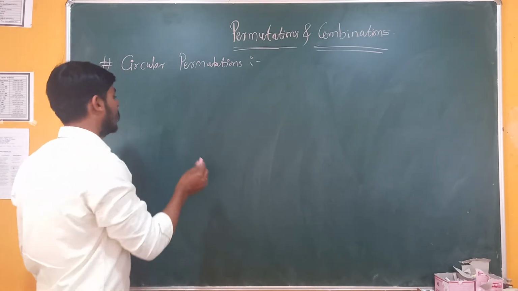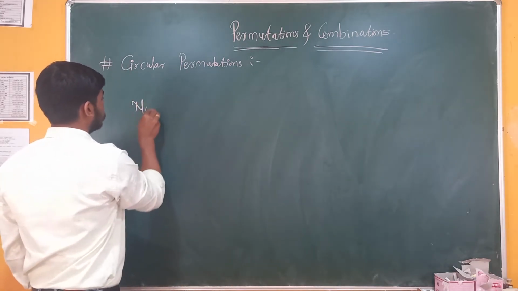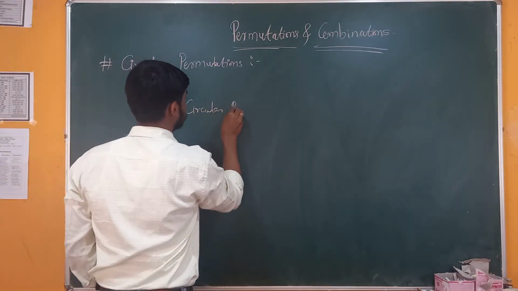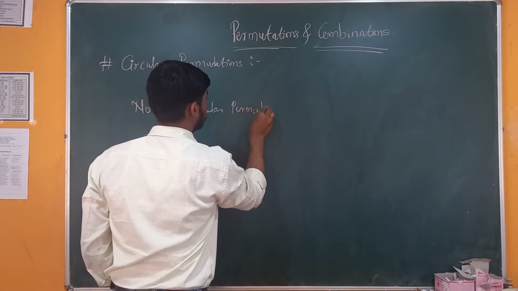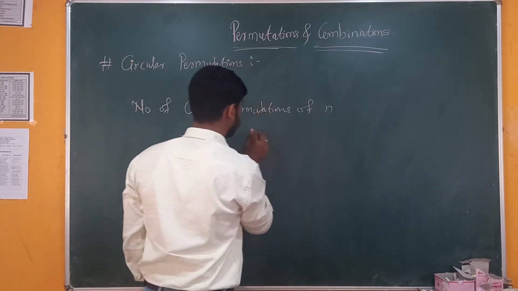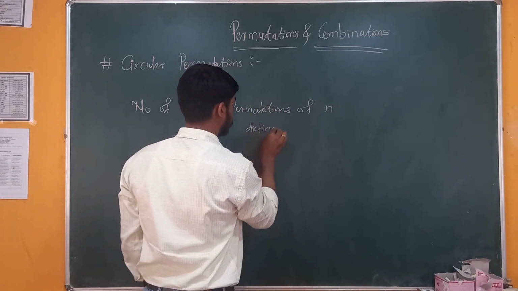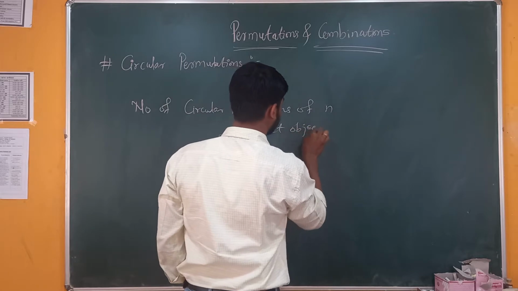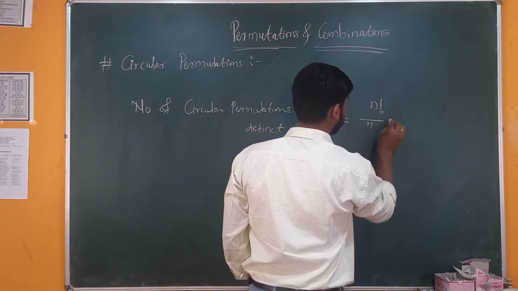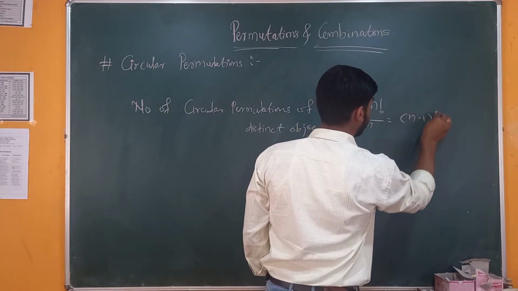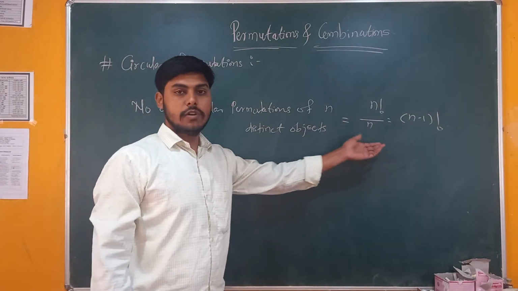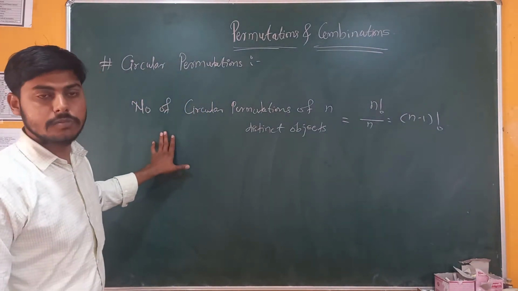Here the number of circular permutations of n distinct objects is equal to n factorial divided by n, or simply (n minus 1) factorial. This is the formula for the number of circular permutations of n distinct objects.